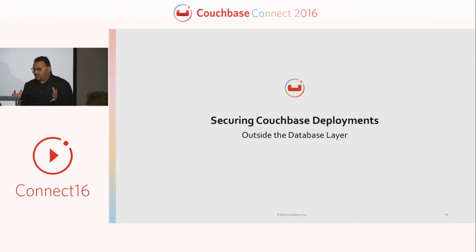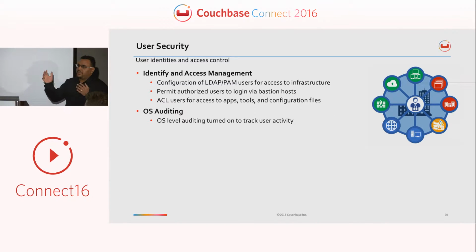Now let's quickly look at the controls outside the database layer. If you remember the architecture diagram, I talked about users, infrastructure, all those different aspects. So the first thing we'll touch upon is users. First of all, what are some of the things you may want to think about outside the Couchbase infrastructure when you think about user security?